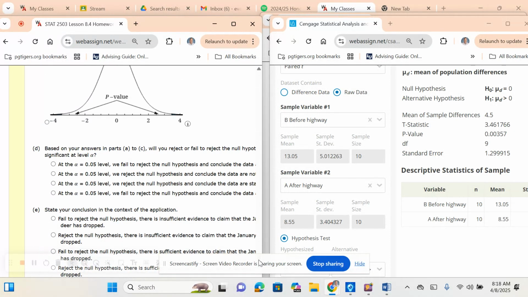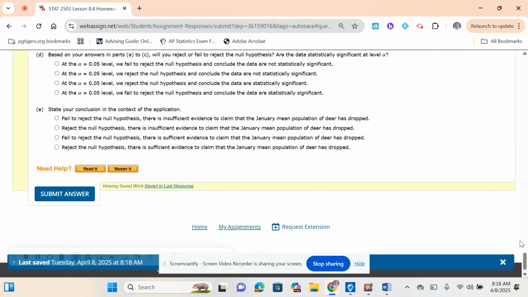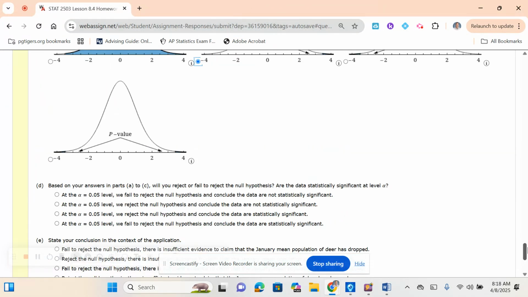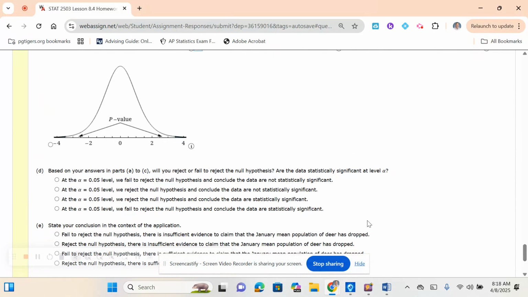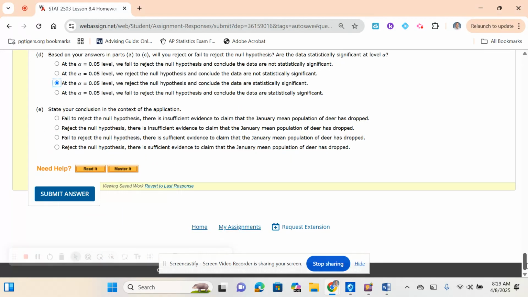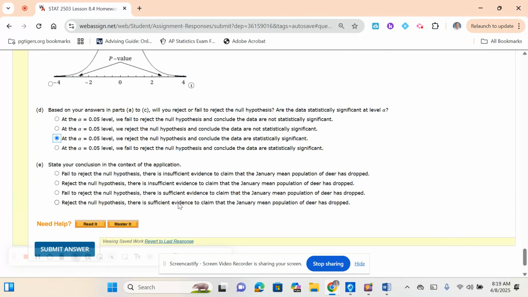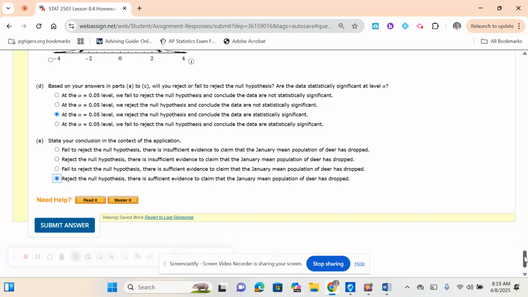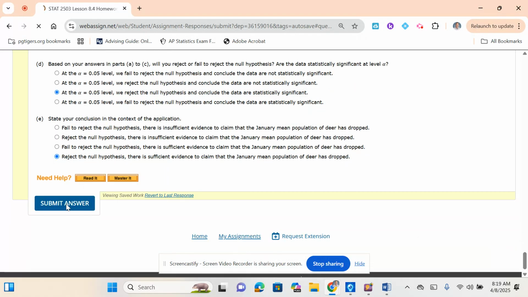Okay. When P is low, reject H0. So is P lower than alpha? Is our P value, which is 0.003, lower than 0.05? Yes. So we reject H0. And when you reject H0, that's like saying guilty. So you have significant evidence. It's statistically significant. So we have sufficient evidence to claim the January mean population of deer dropped. So we could say we have sufficient evidence to say that when they built the highway, the number of deer in that area dropped.